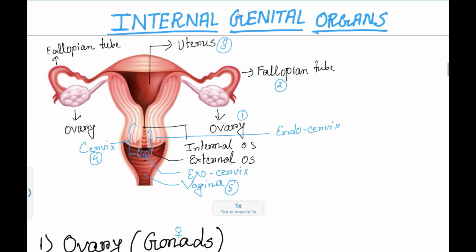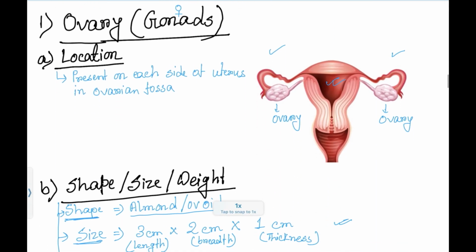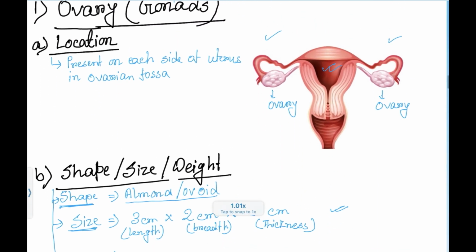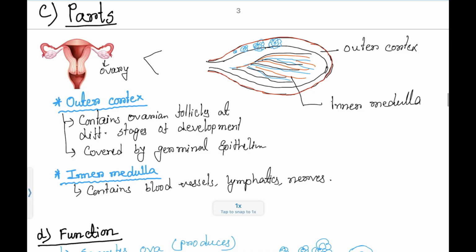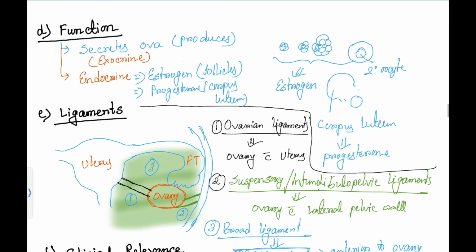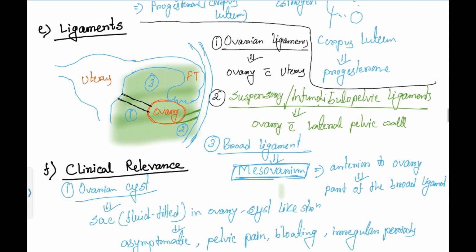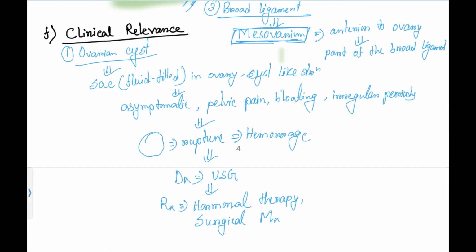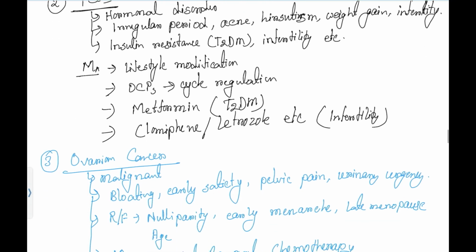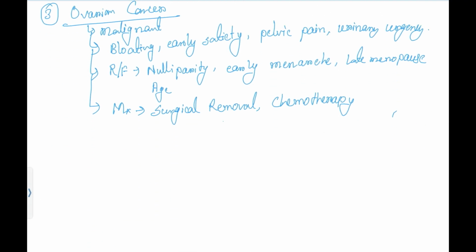So in today's session, we discussed the internal genital organ parts, that is uterus, fallopian tubes, ovary, cervix, vagina, and the ovary we have discussed further regarding the location where it is situated, each side of the uterus in the ovarian fossa, then the shape, size and weight of the ovary, the parts like outer cortex and inner medulla and what the contents of those parts are, functions of the ovary like producing ova and secreting hormones like estrogen, progesterone, supporting ligaments, which are the ovarian ligaments, suspensory ligaments and the broad ligament, that is mesovarium, and the clinical relevance: ovarian cyst, PCOS, ovarian cancer, which can happen in case of hormonal imbalance or some abnormalities in the ovary.